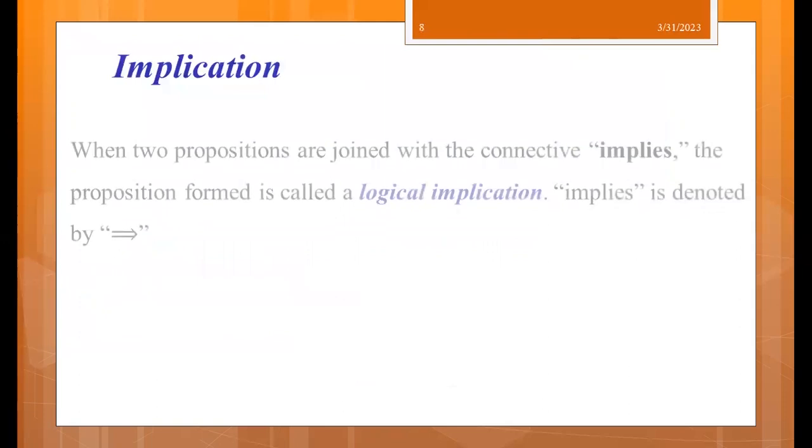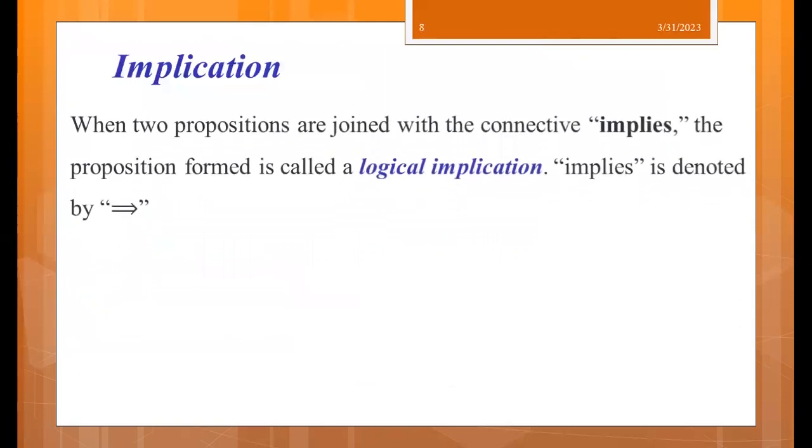Okay, the next one, the third logical connective which we are going to consider, is implication, or if-then. The definition: when two propositions are joined with the connective implies, or if-then, the proposition formed is called a logical implication. This one, implies, is denoted by using this arrow. This is the representation for if-then, or simply implies.